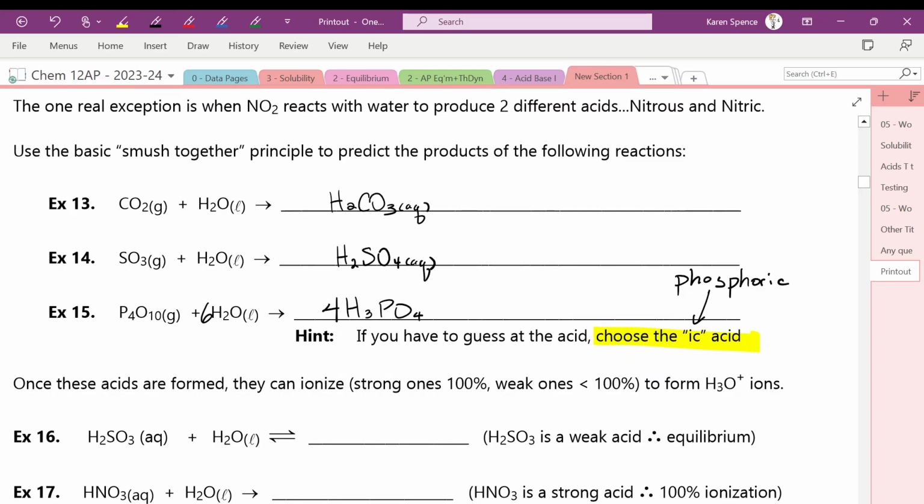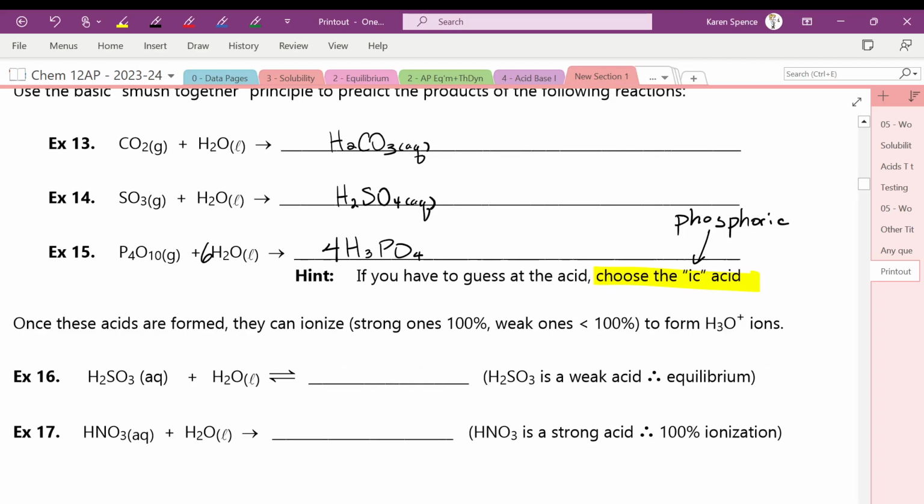I'm never going to make you guess the acid. I'm just going to have ones where you smush it together and it makes it, like CO2 or SO3 or SO2, ones where it's obvious. But I did want you to see that other reactions do occur and they will balance. Now, once these acids are formed, of course, they can ionize. The strong ones will ionize 100%, the weak ones less than 100%, to form H3O+. Could you please show those reactions?